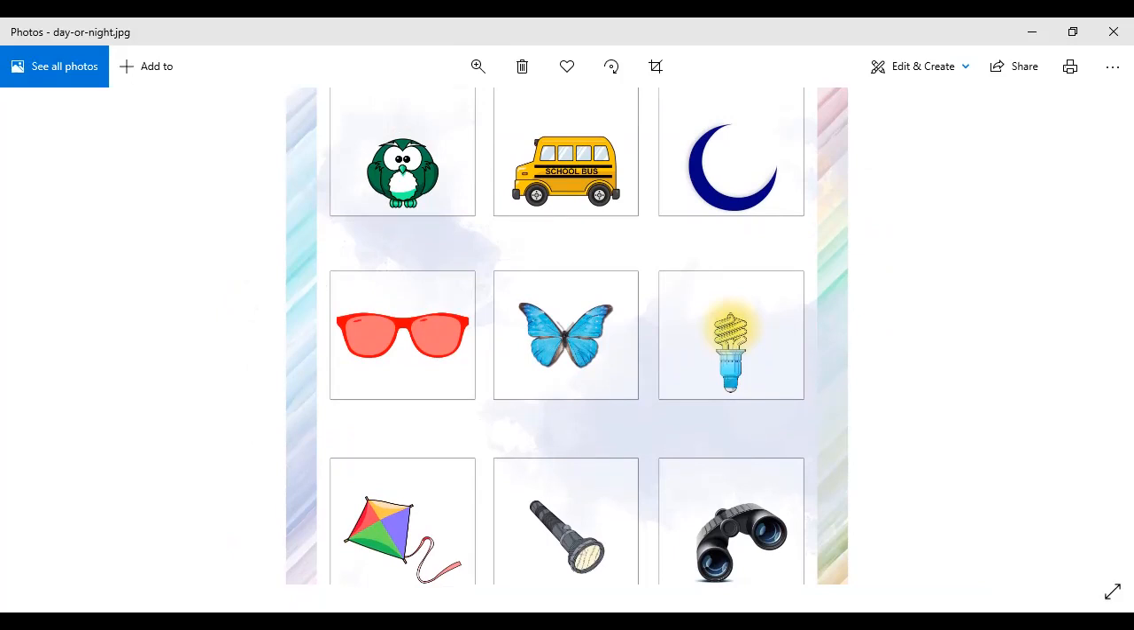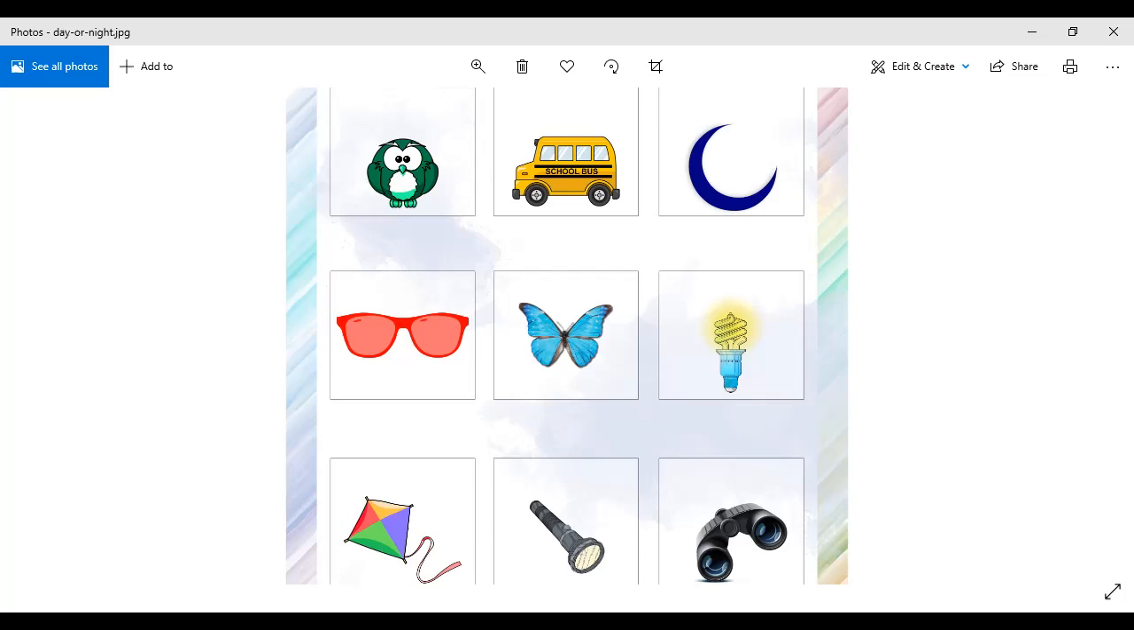Okay, then we have a moon. We see this at night. Then we have the glasses. When do we wear this? In the daytime, right? When it is a sunny day. Okay, then butterflies. Do you find any butterflies in the night? No, so this also belongs to daytime. Then we have a bulb, right? Does it belong to daytime or nighttime? Nighttime. Wonderful. Then we have a kite. Do we fly a kite in the night? No, in the daytime. Wonderful.